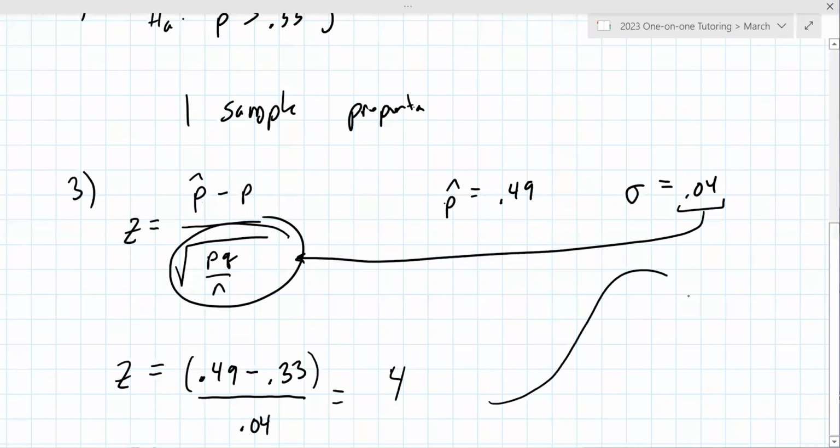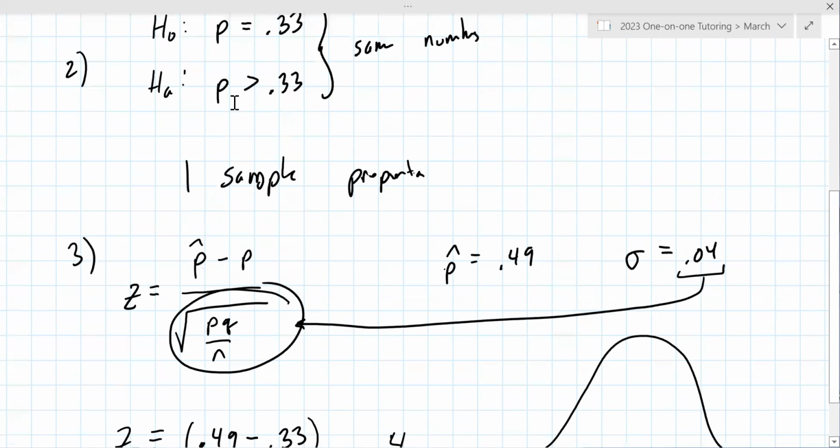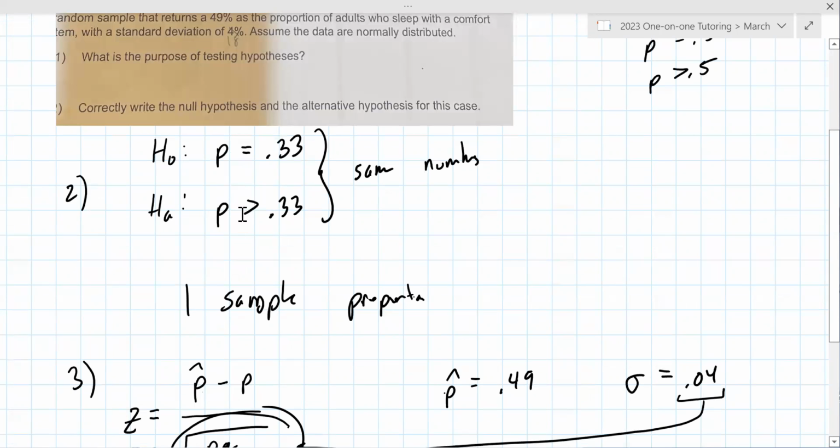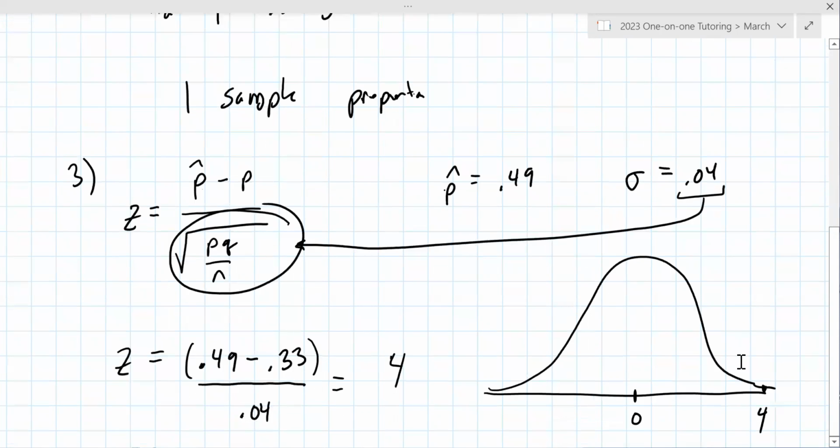So in our normal curve here, where is 4? Could you just roughly tell me where it is? It would be to the right of the 0. Yes, so it's way over here to the right. We'll call that 4. The alternative hypothesis tells you which direction to shade. Do you remember that from the other night? Yes. Okay, so that means you're going to shade to the right of that.